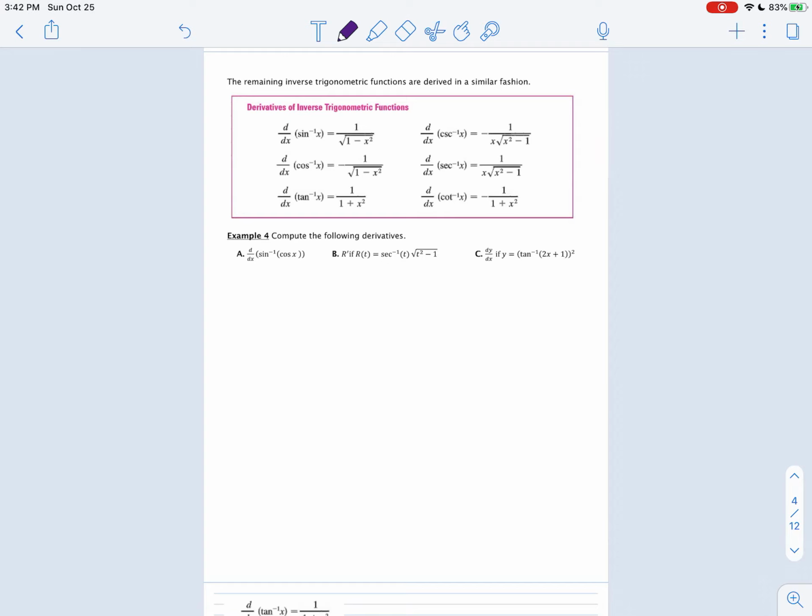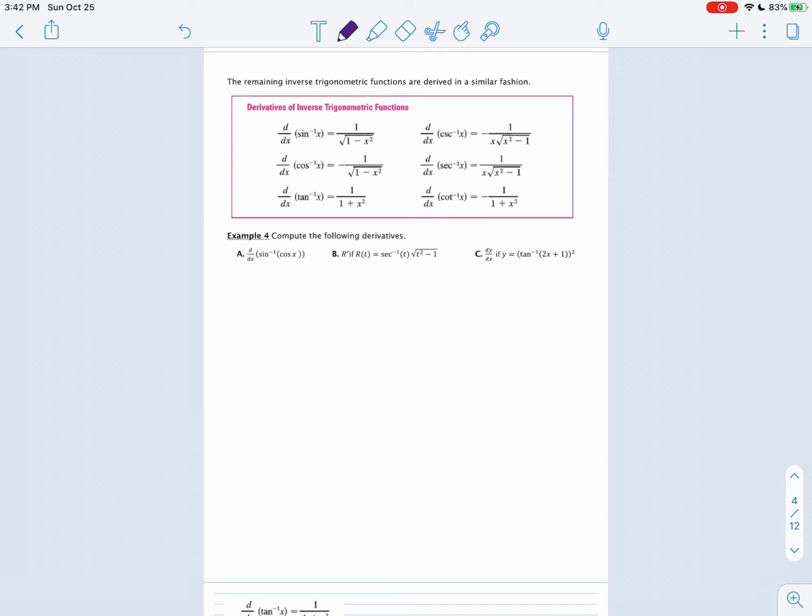Hello, good people. This is a continuation of section 3.5 on implicit differentiation, coming from Calculus Early Transcendentals by James Stewart. And I wanted to do a separate video on the derivatives of inverse trigonometric functions, which you see before you, and go over how we use implicit differentiation to derive these derivatives.